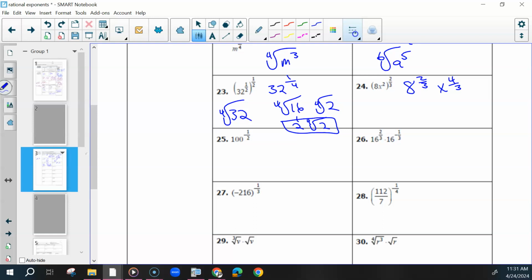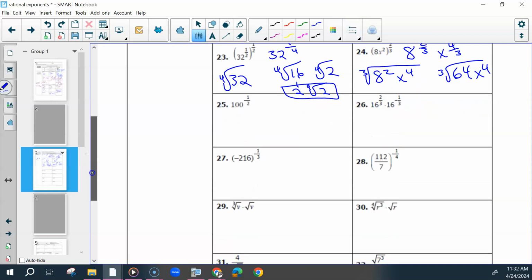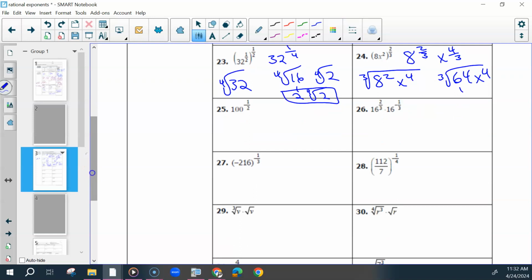And then I could rewrite this all under the cube root since they both have the same denominator. And this would be 8 squared and x to the 4th. Right now the x can be simplified, but the 8 can't. However, if I change this to 64, 64 is a perfect cube. There we go. I was going to say square. 16. So think of the perfect cube: the cube root of 64 is, I thought it was 8.